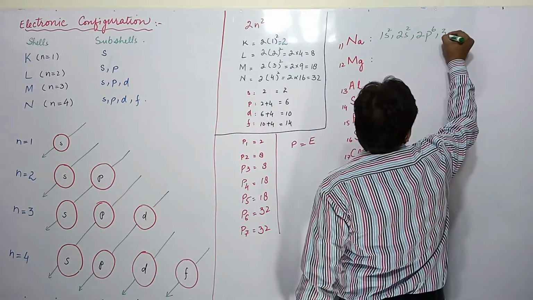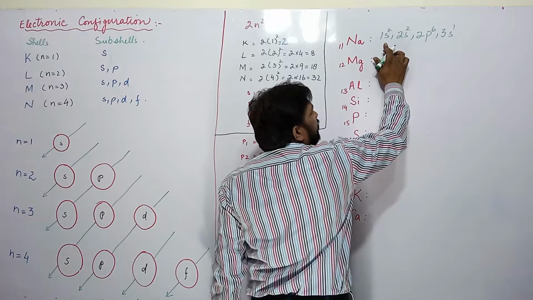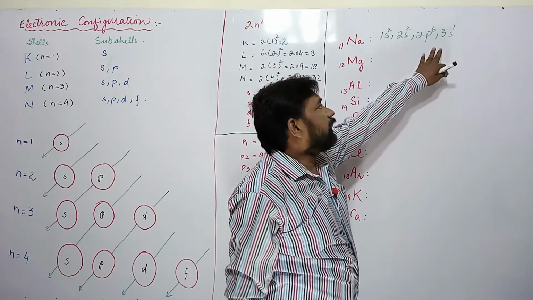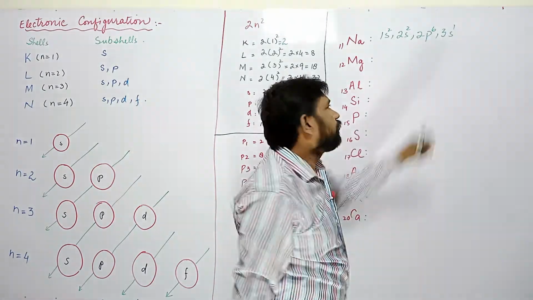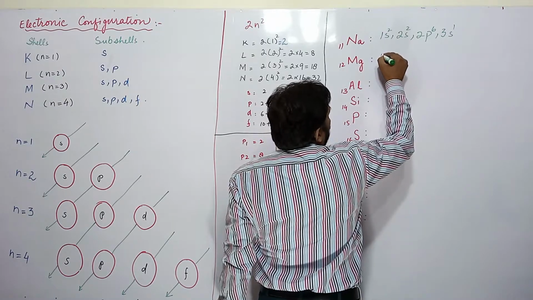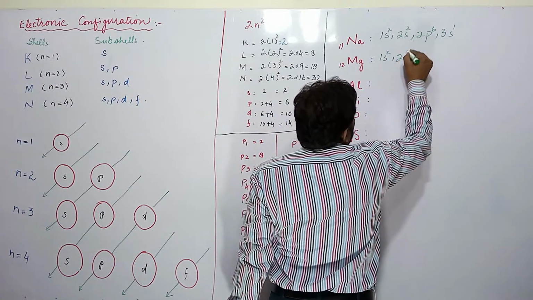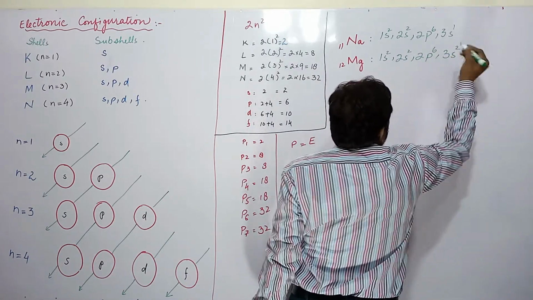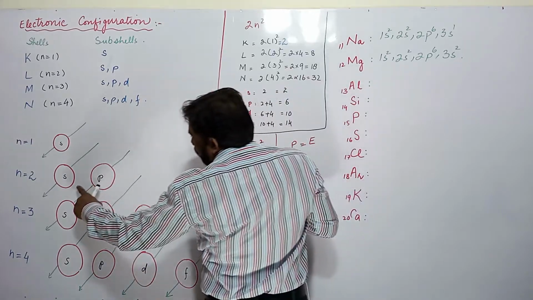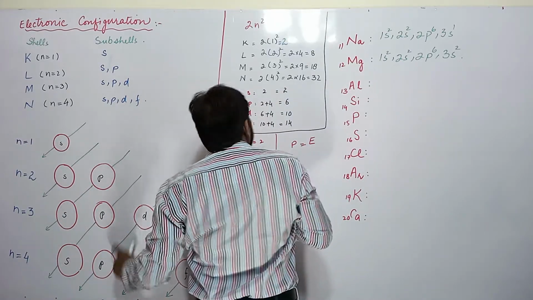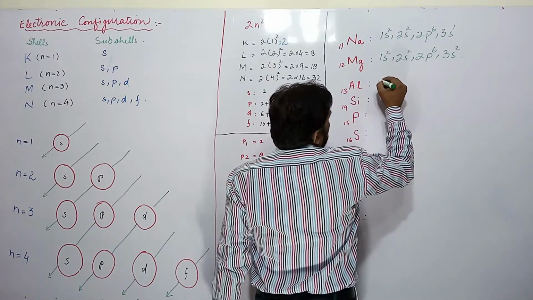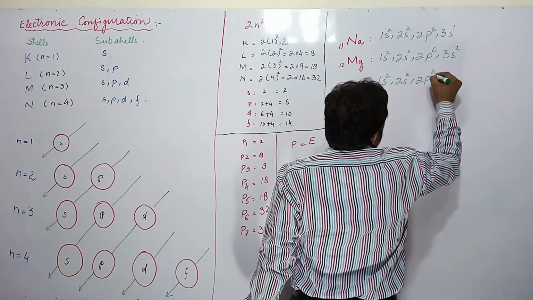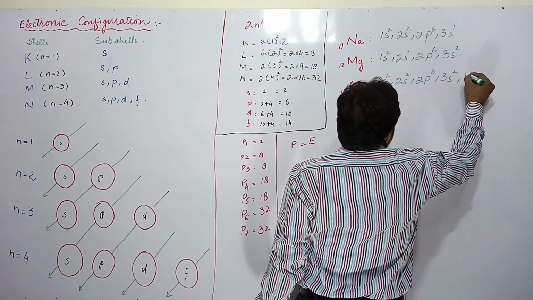So 3s1, because already 1s is complete, 2s is complete, 2p is complete and 3s started now. In the next element, 1s2, 2s2, 2p6 and 3s2. Now 3s is also completed. After 3s there is 3p. Now here 3p will be started. 1s2, 2s2, 2p6, 3s2 and 3p1.